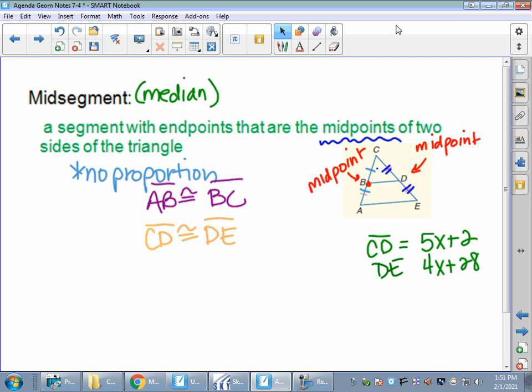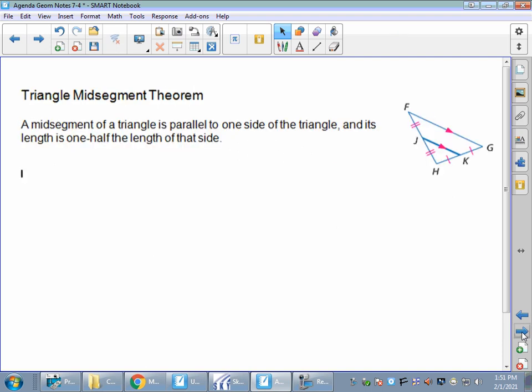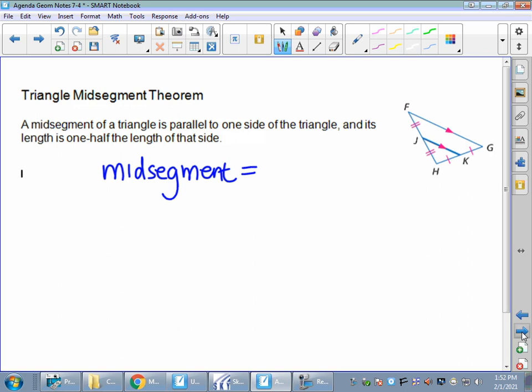There's one other thing with mid-segment that we do talk about, and if you're really paying attention, it's the same thing as when we did trapezoids. And you guys were really good at doing this with trapezoids. So let me just explain this and then I'll tell you the similarity. A mid-segment of a triangle is parallel to one side, and its length is equal to 1/2 the length of that side. So I'll say it this way. Mid-segment or median is equal to 1/2 of the parallel side.